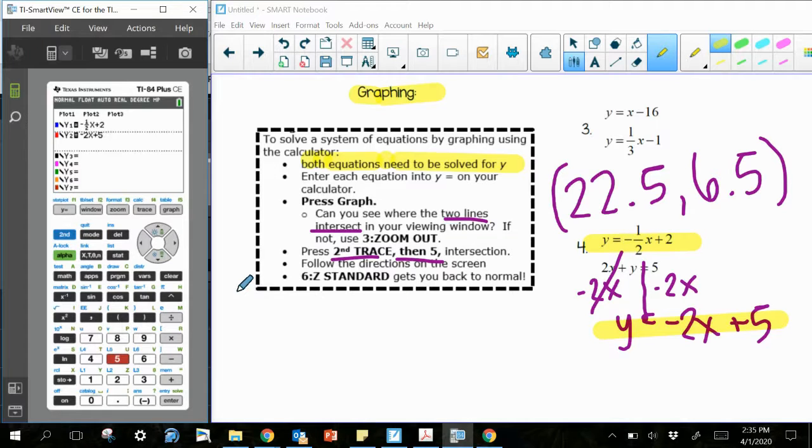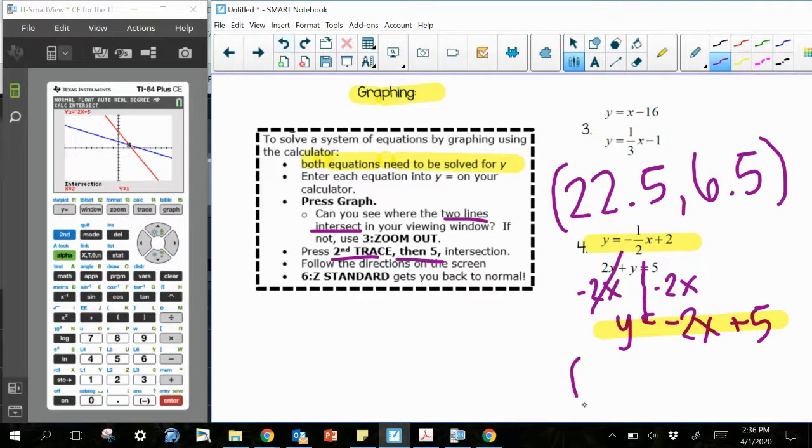All right, both my equations are put into y equals now. Negative 1/2 x plus 2 and negative 2x plus 5. So I'm going to press graph. This time I don't have to zoom out. The intersection is already on my graph. So I can go straight to second trace, 5, enter, enter, enter, and my intersection is 2, 1.